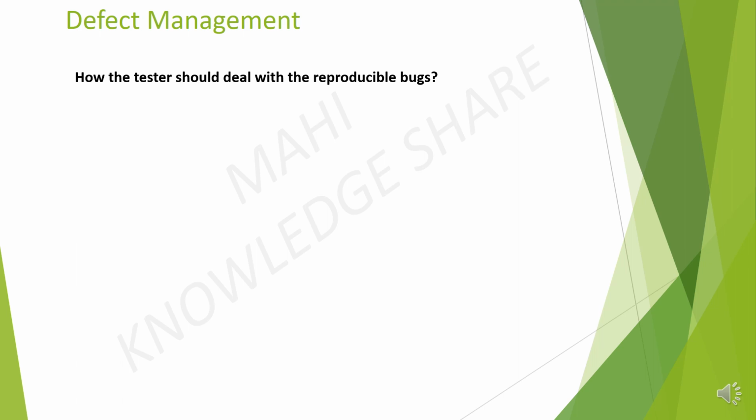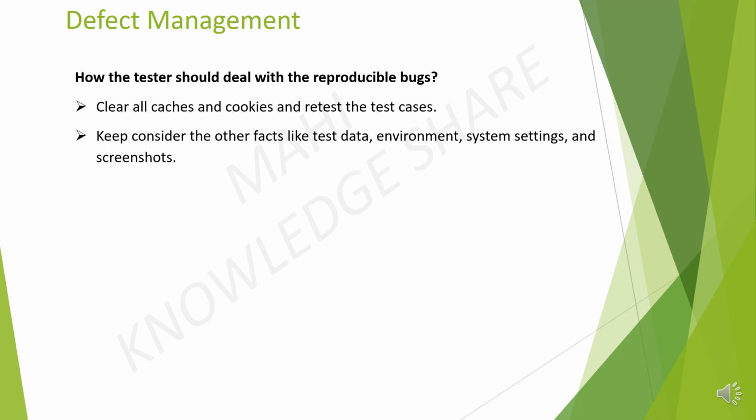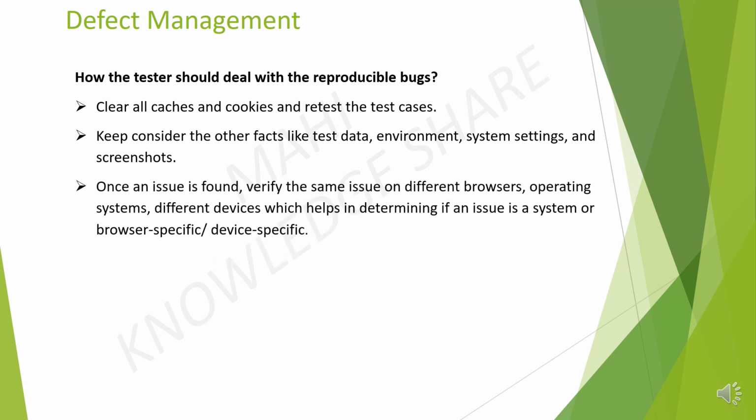How should the tester deal with a reproducible bug? First, clear all caches and cookies and retest the test cases. Keep considering the other facts like test data, test environment, system settings, and screenshots. And once an issue is found, verify the same issue on different browsers, operating systems, and different devices, which helps in determining if an issue is there in the system or is browser specific or device specific.